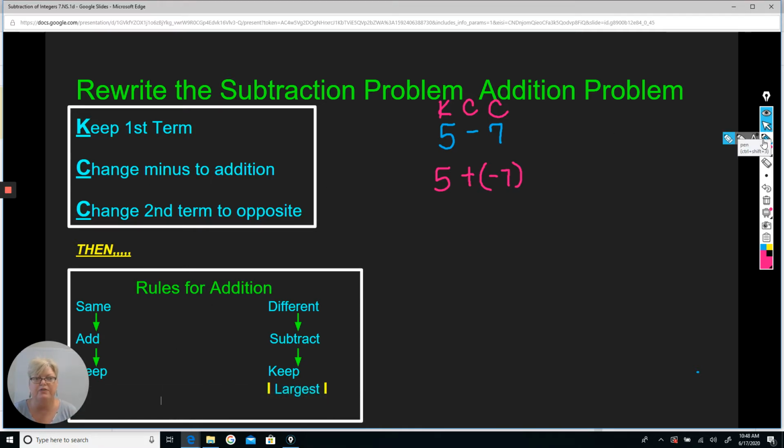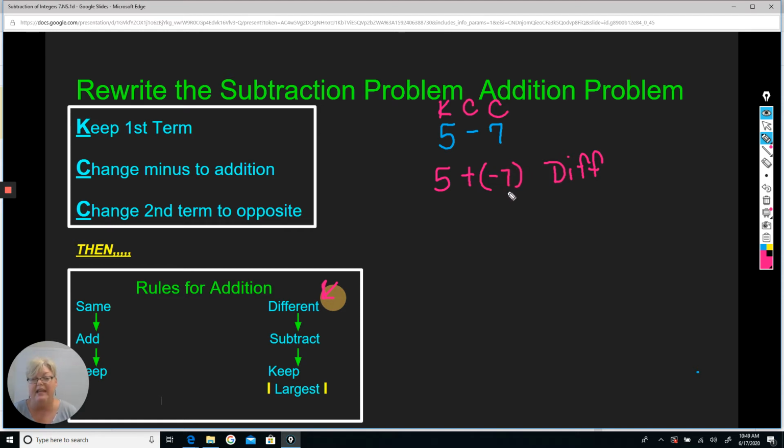So on the rules for addition, we need to look. There's a plus sign here, and we need to decide, are the terms the same or are they different signs? So this is a positive 5, this is a negative 7. So I'm going to say that they are different. So we're going to use this one right here. So what is the rule for different? We're going to subtract. So we're going to ignore the sign, and I'm going to put the 7 in front.